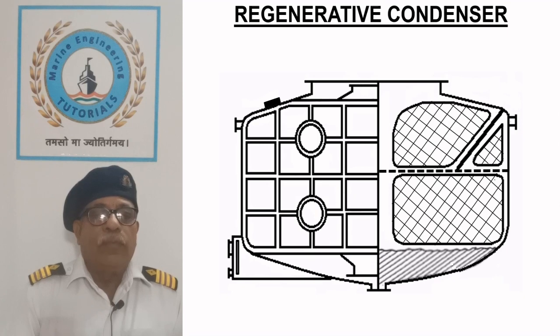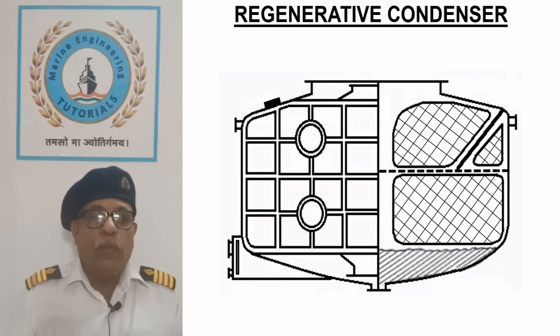Regenerative condenser. The sketch shows a two-pass condenser mainly used on steamships for auxiliary purpose. In a condenser, the fluid to be cooled is the vapor which undergoes the phase change as compared to a cooler where the liquid temperature is reduced. The word regenerative used here means that part of the energy in steam is recovered back after its condensation.